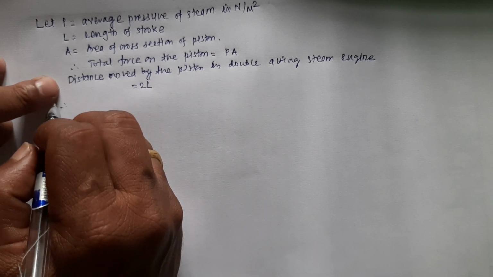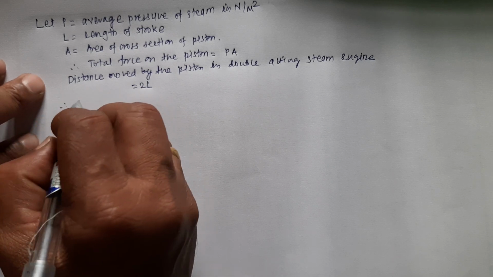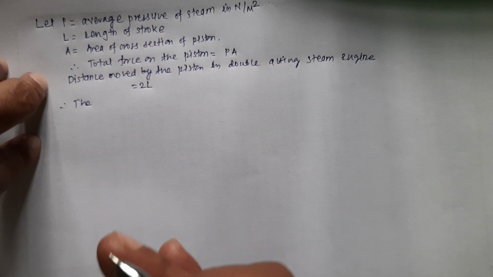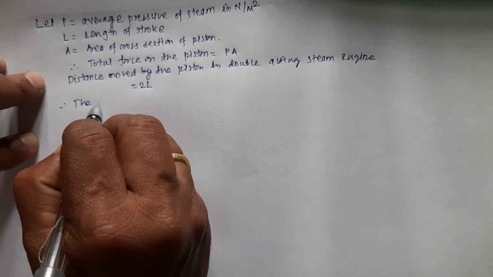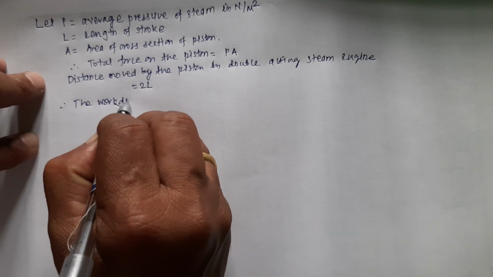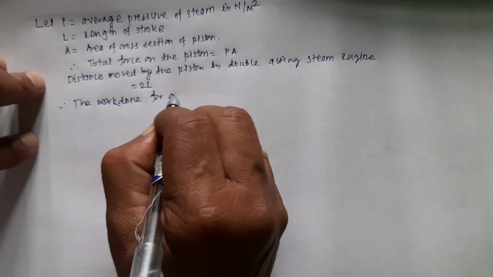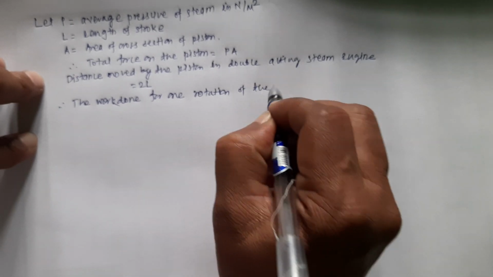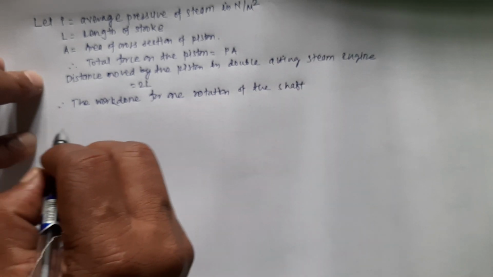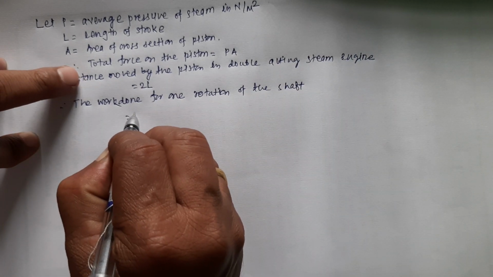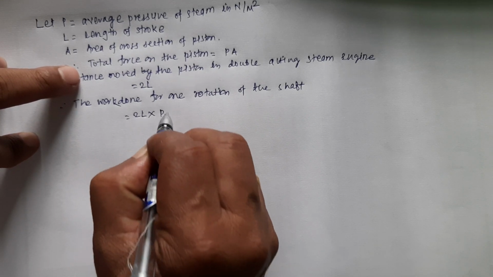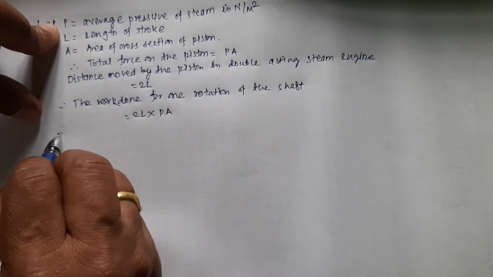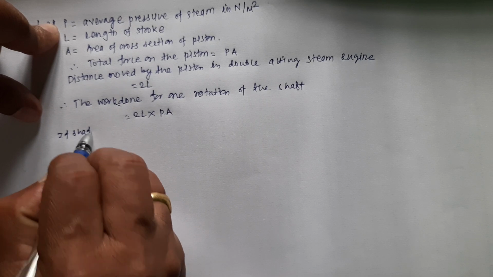Therefore, we will calculate the total work done acting on the main shaft. We'll write here the work done for one rotation of the shaft is equal to 2L into pressure into area.